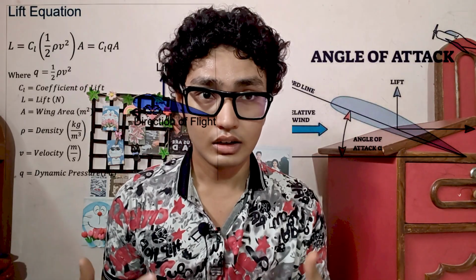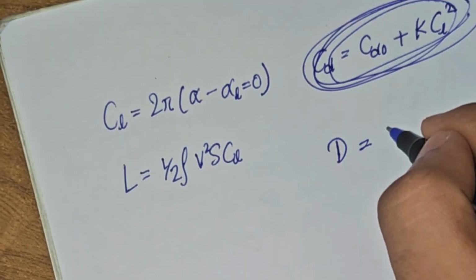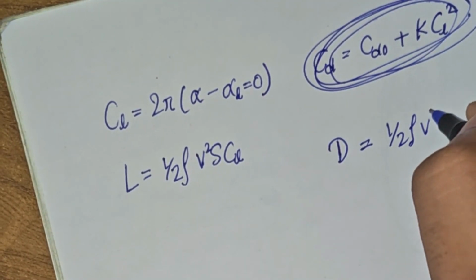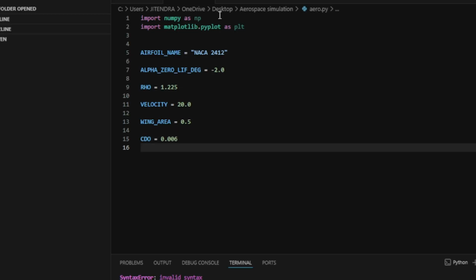Most of us learn aerodynamics through equations. You learn about angle of attack, lift coefficient, drag coefficient. Then I see these equations on paper and think, okay, but what happens if I actually turn all of this into a working program? That's what I wanted to find out.